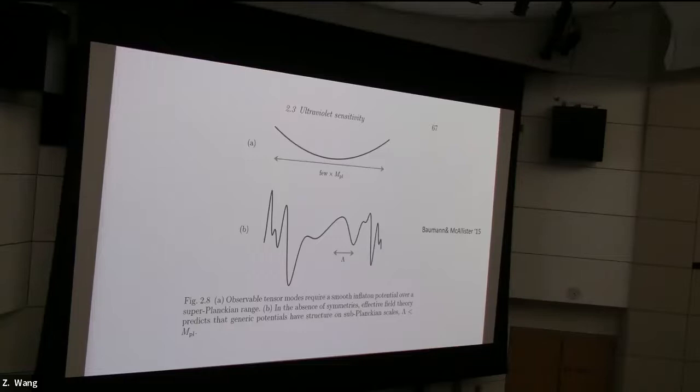Because an inflaton potential in a unified theory should really look like this. It has higher order terms. And if you don't have symmetry to prohibit these terms from happening, they must be there. They must be order unity. I'm not saying this has to be right, but according to the naturalness and fine-tuning argument, that's the natural way of thinking about it.